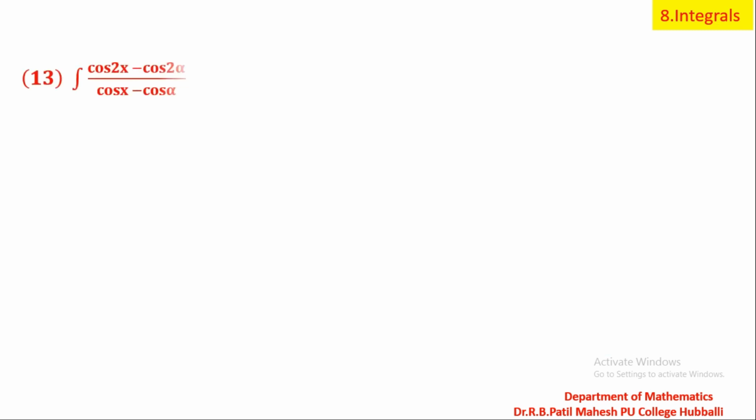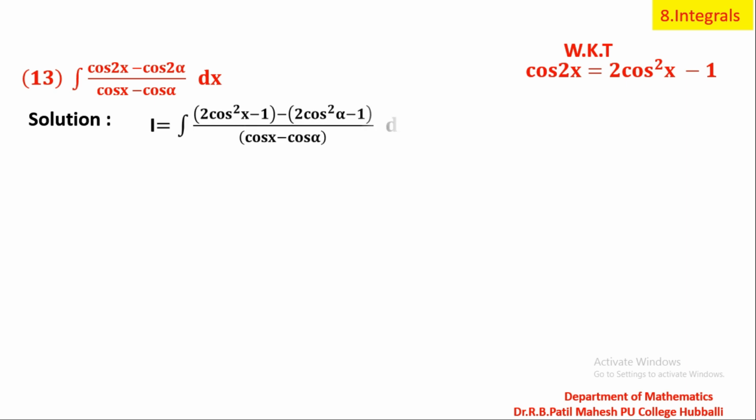13th problem is the integration of cos 2x minus cos 2 alpha divided by cos x minus cos alpha dx. Solution. Before going to the integration, let me recall trigonometry. We know the cos 2x formula, which I have used many times: 2 cos square x minus 1. Cos 2 alpha is definitely 2 cos square alpha minus 1. Using this trigonometric formula, I am replacing cos 2x and cos 2 alpha.